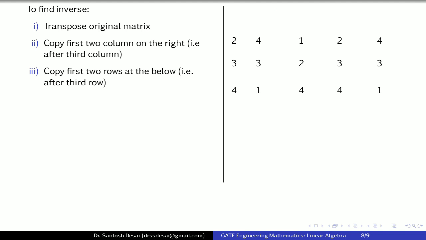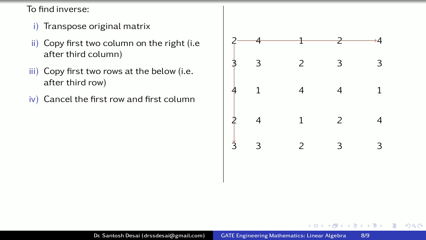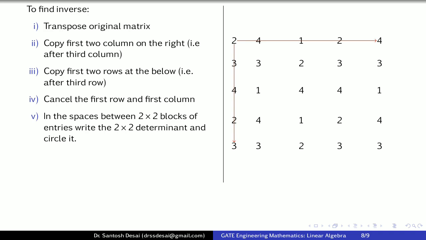Now the next step is to copy the first two rows at the bottom. So the first two rows again you have to copy at the bottom. First I copy the first row, and then I copy the second row. Now the next step is to cancel the first row and first column, and we remain with this. Now the important step is the spaces between the 2 by 2 blocks. Here we consider 2 by 2 blocks, and in the spaces between the 2 by 2 blocks, write the 2 by 2 determinant and circle it.